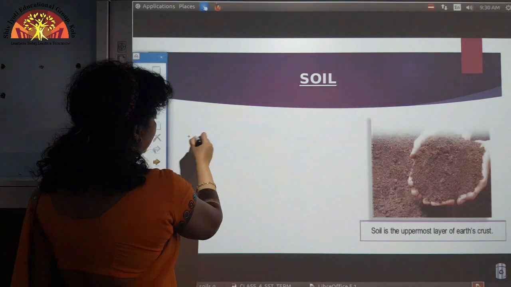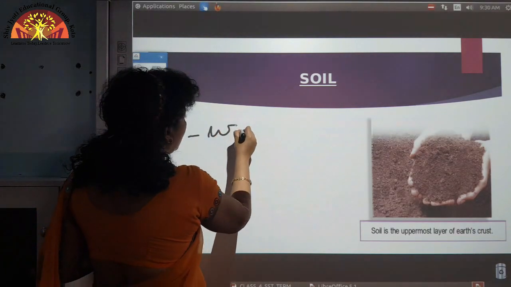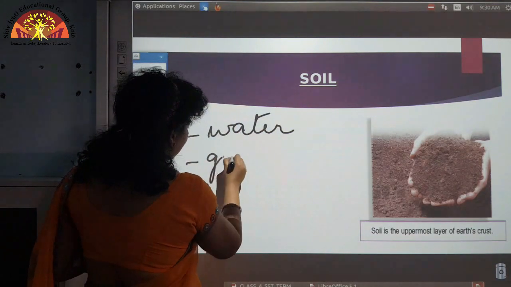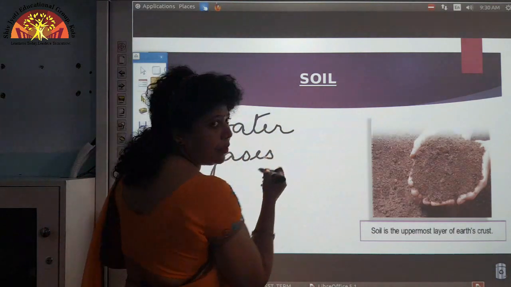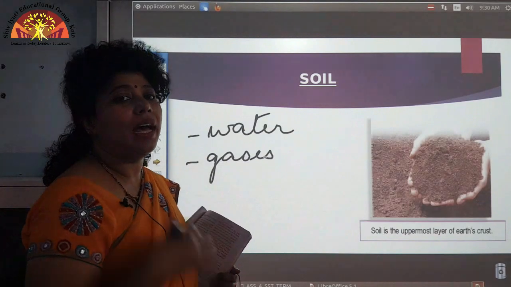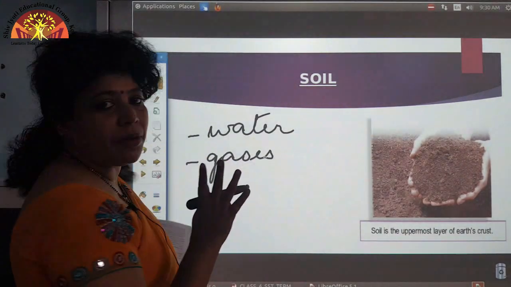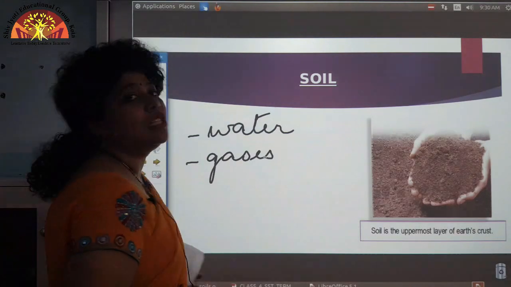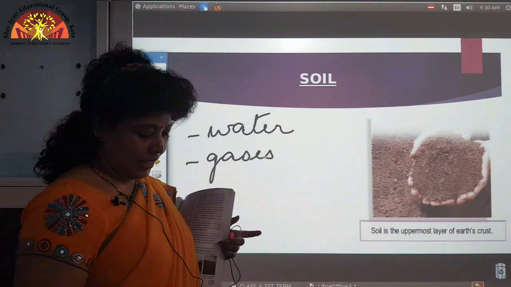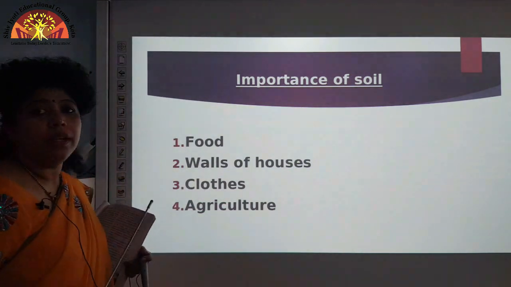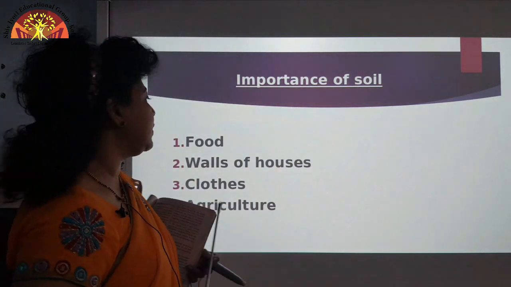And the next thing that you find is water content in the soil as well as various gases. Some of the gases present in soil are nitrogen, oxygen, carbon dioxide. So, soil is a mixture of all these things. Now, let us come to the importance of soil. What are the various importance of soil?